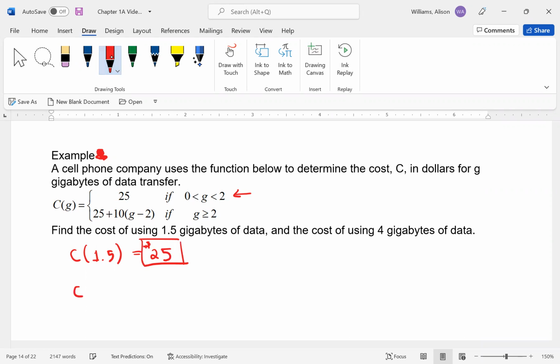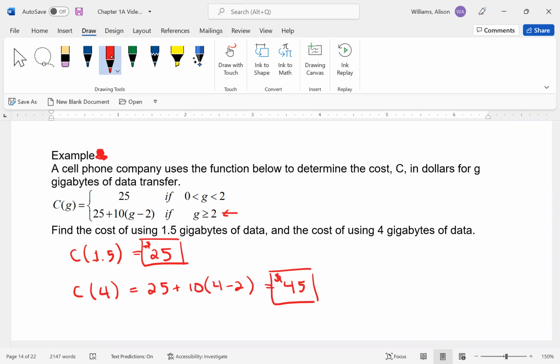4 gigabytes, though, I'm going to have to use the second equation because that's when G is bigger than or equal to 2. So I'll actually have to plug this in. So let's see, 5 plus 10 times 4 minus 2. 4 minus 2 is 2, times 10 is 20, plus 5 is 45. There we go.